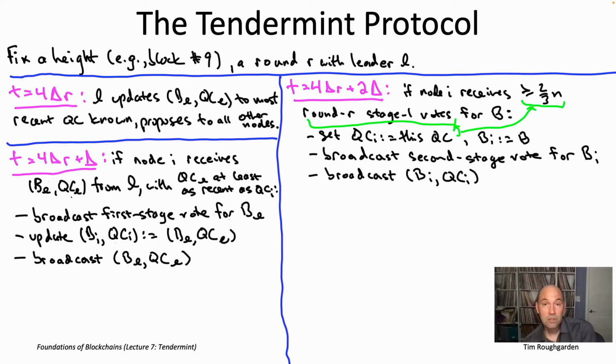If this if statement is not triggered, if by time 4 delta r plus 2 delta, node I has not seen 2/3 votes all supporting the same block from the previous stage's referendum, then it does not vote at all. And again, this could happen for a couple reasons. It could happen because you have a Byzantine leader. It could happen because you're pre-GST and you've had lots of message delays. So it's only if everything goes right that a node's going to bother to cast a stage 2 vote. And that's what it does here in the third phase.